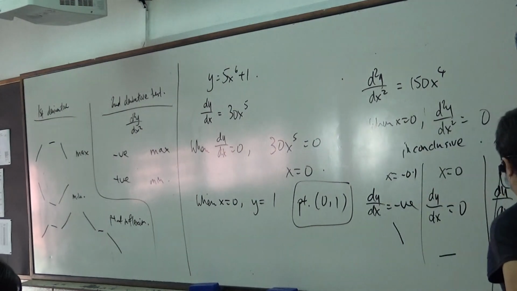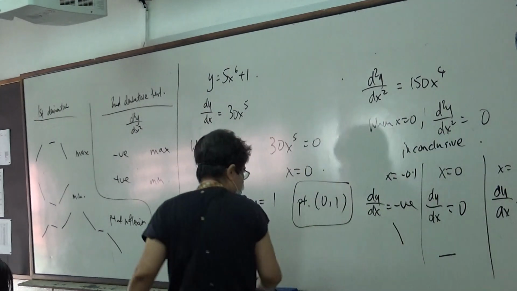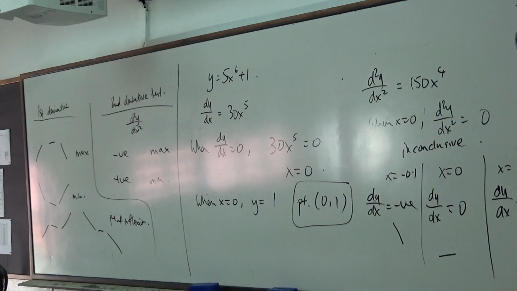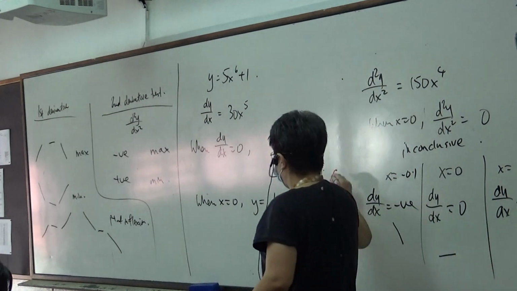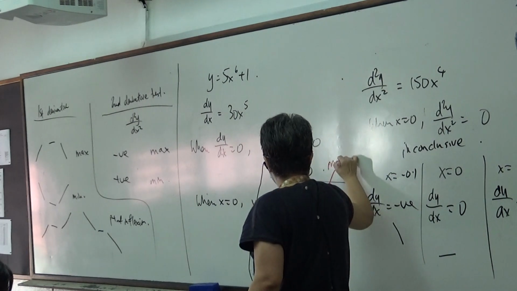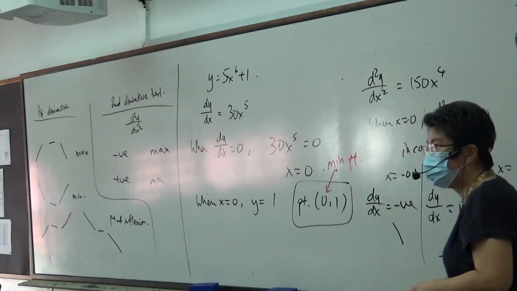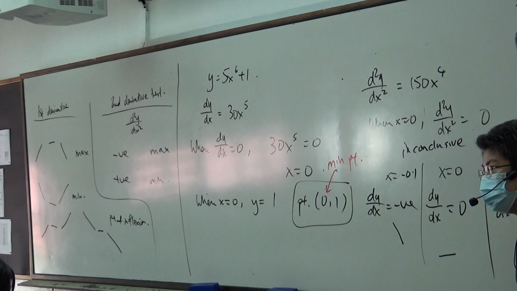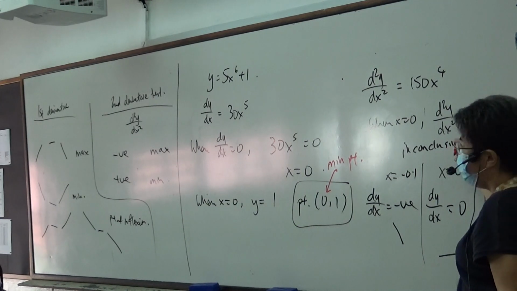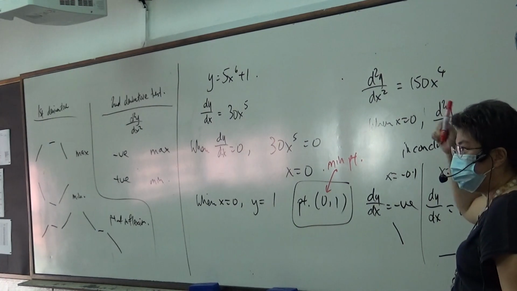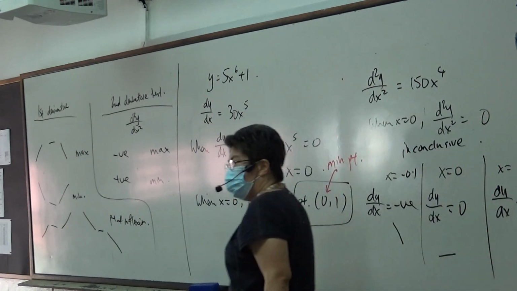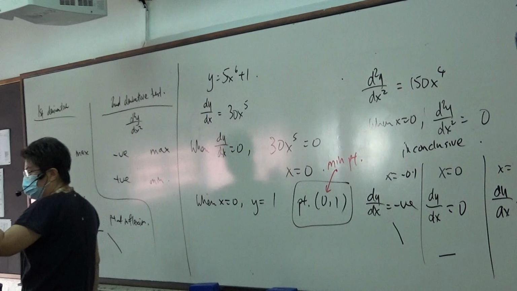Negative, 0, positive. What is this point? This is actually a minimum point. Agree or not? Do you agree it's a minimum point? So does it mean that d2y/dx² being 0 means point of inflection? No, it doesn't mean that at all. This is the misconception that students always have.